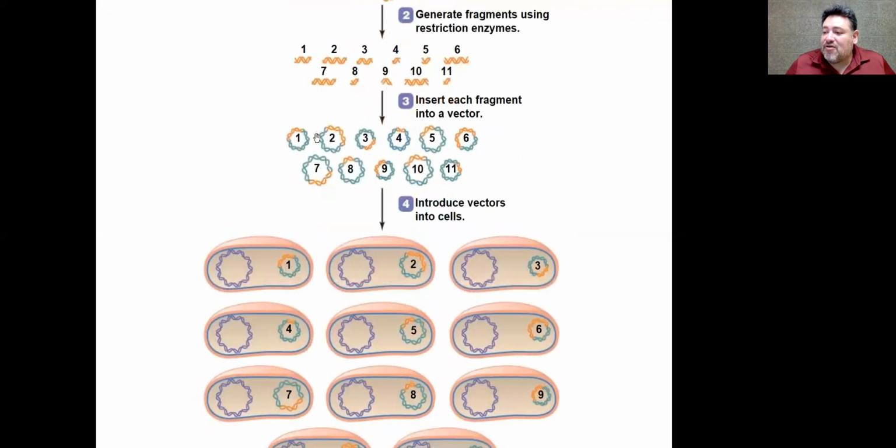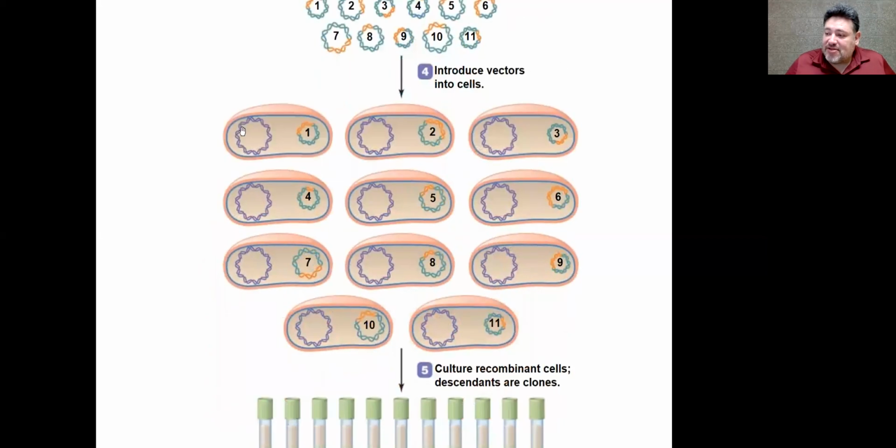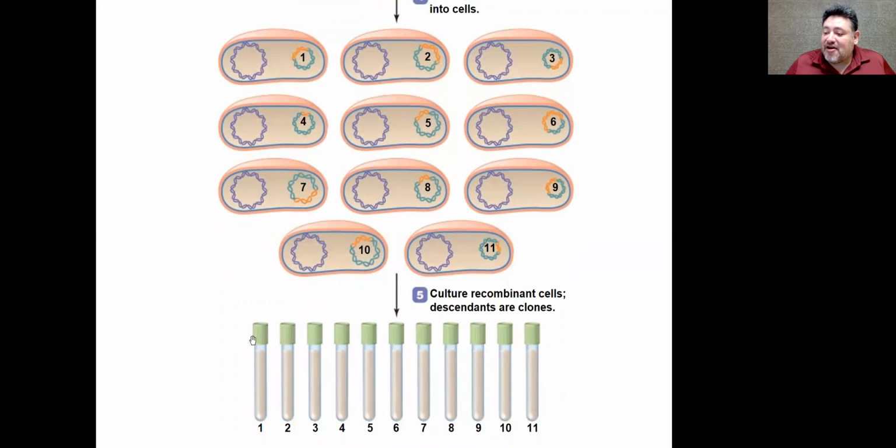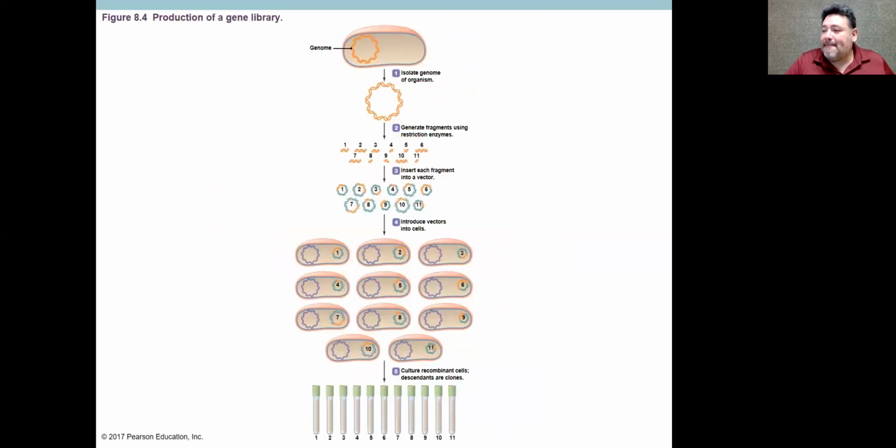Those 11 fragments get incorporated into 11 different plasmids. And then those 11 different plasmids get introduced into 11 different bacteria. And then those 11 different bacteria get put into 11 different test tubes or lyophilized test tubes. And now if you want to study part one, you use tube one, or if you want to, whatever, you get the idea. But that's a gene library, okay?